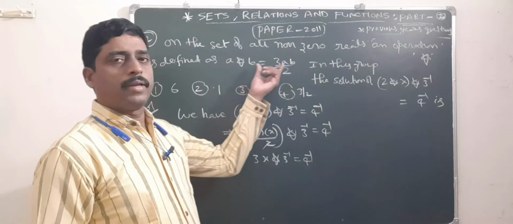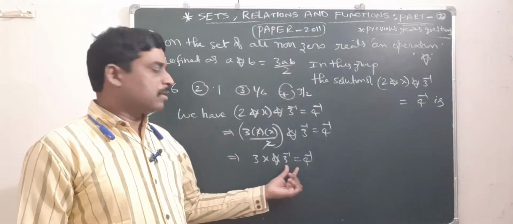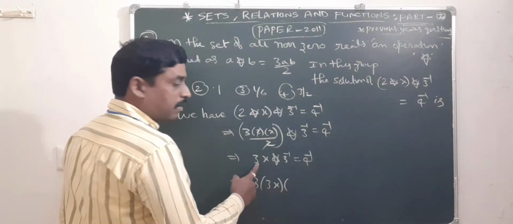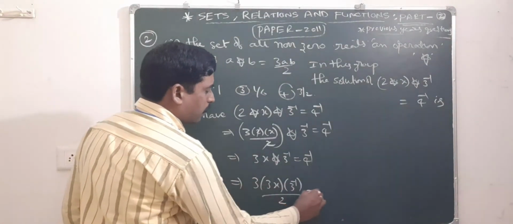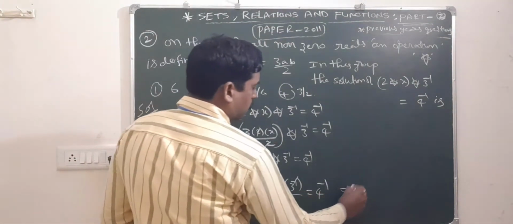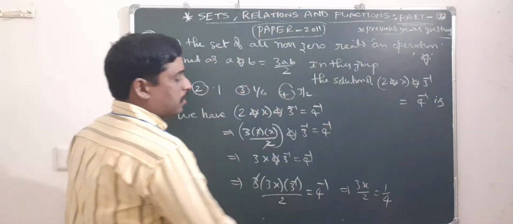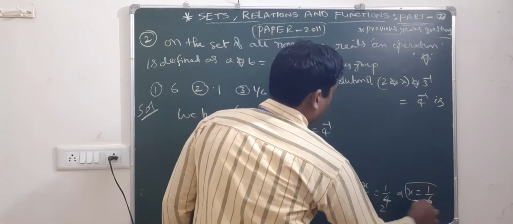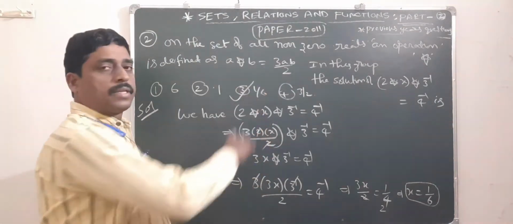So, what is given? a star b is defined by 3ab by 2. Now, 3x star 3 inverse, we get 3 into a into b by 2, where a and b are replaced by 3x and 3 inverse, is equal to 4 inverse. So 3 inverse gets cancelled. So 3x by 2 is equal to 1 by 4, since 4 inverse is nothing but 1 by 4. So x is equal to 1, the 2s cancel. 3x is equal to 1 by 2. Therefore x is equal to 1 by 6. Option 3 is correct.